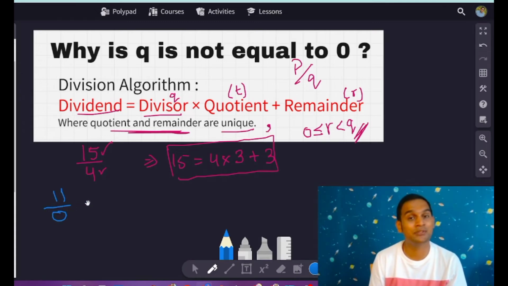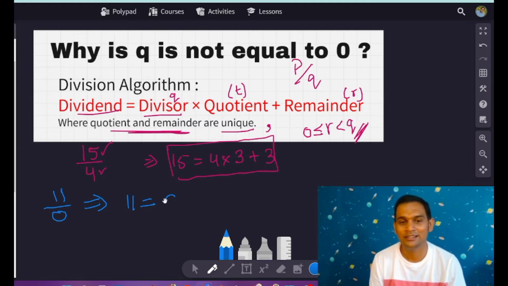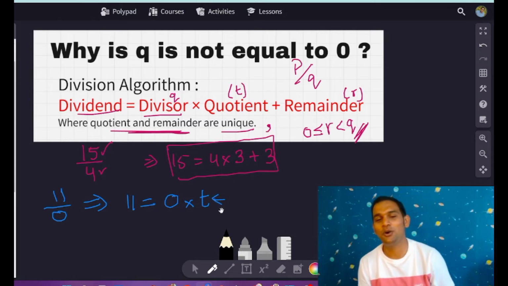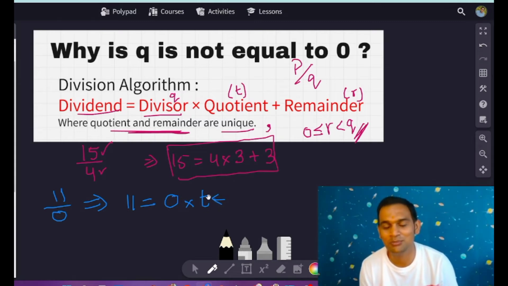Now if we have this number, what happens according to the division algorithm? It becomes 11 equals divisor times quotient. The divisor equals 0, and the quotient we have taken with the variable t. So 0 times t. Now what should be the value of t so that 0 times t becomes 11?